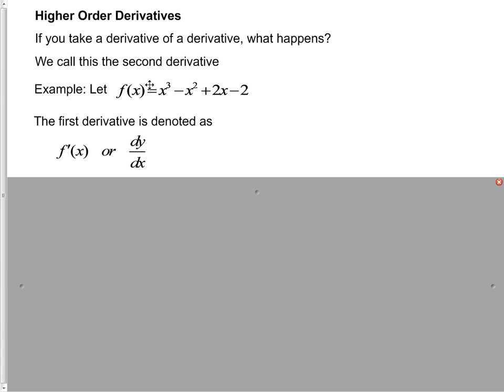Let's try the following thought experiment. Higher order derivatives. Well, what do we mean by that? Well, if you take the derivative of a derivative, what happens? Well, let's go back. What do we mean by the derivative in the first place? The derivative is the slope producing function, but it's a function, right?